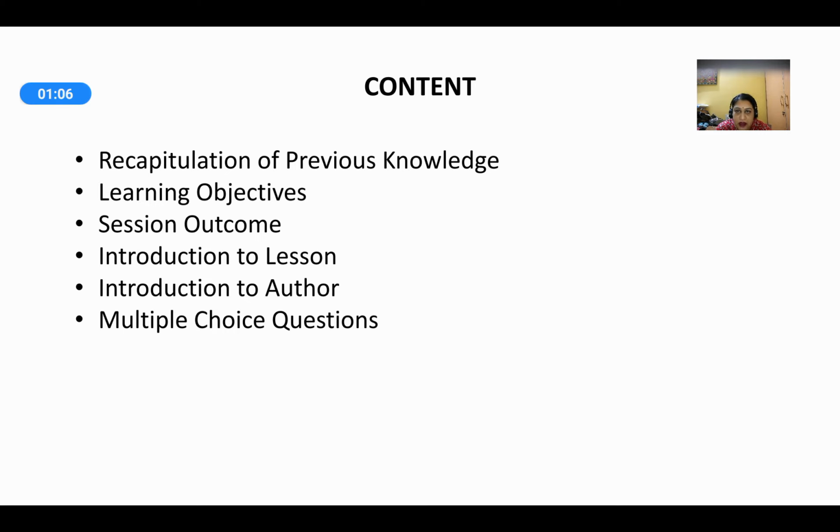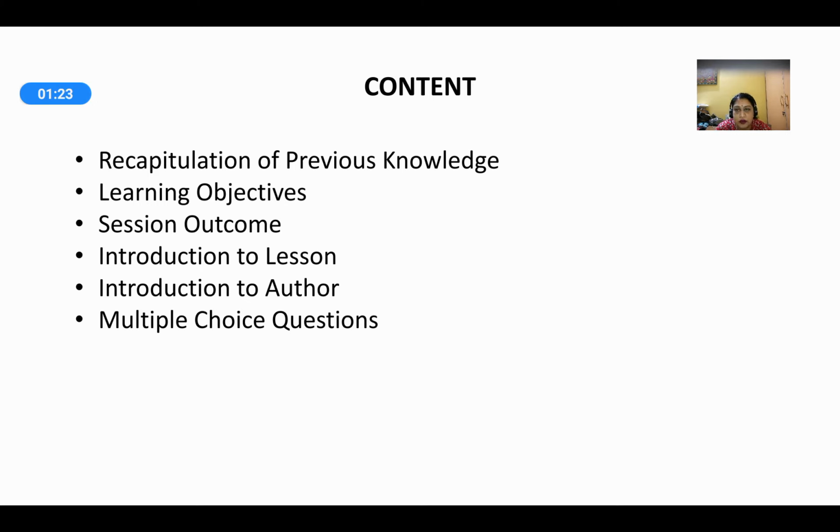So, at the very beginning, at the very outset, we should always try to assess how much previous knowledge or previous information we are aware of, so that it can serve as a bridge for further understanding of the knowledge through the course of this session.